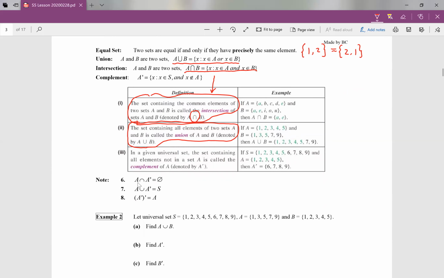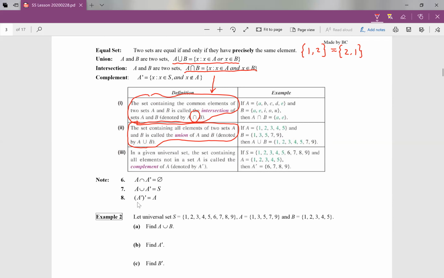Please note, number 6, A and A prime, the intersection should be the empty set, because they should not have any elements in common. Number 7, A union A prime. A union its own complement should equal the universal set. Take a look at this example, you will understand more.